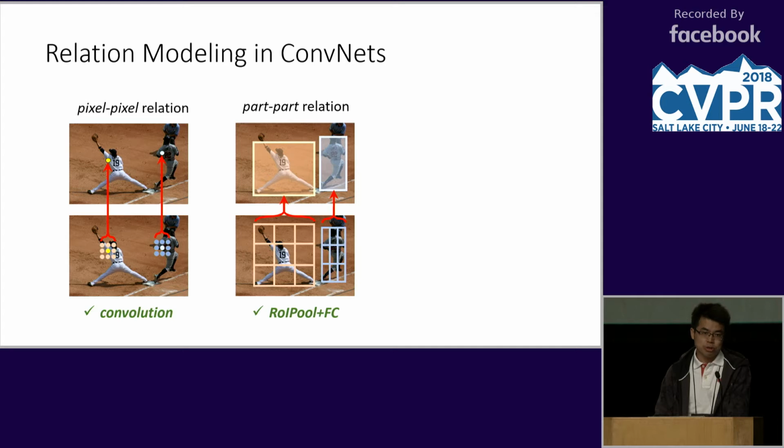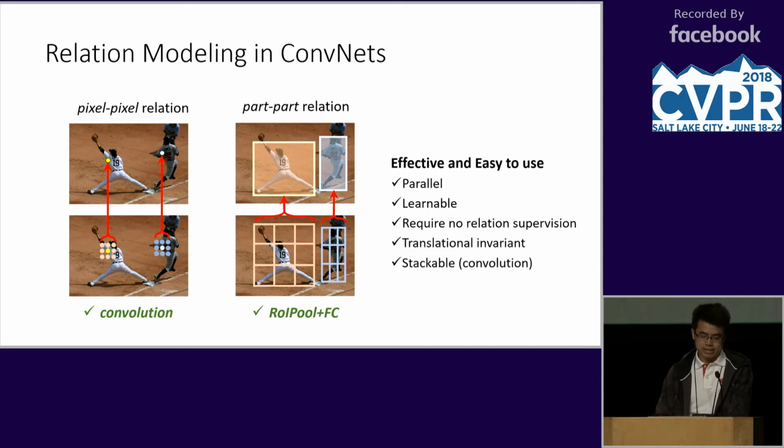Why are they so popular and even indispensable? From my understanding, one important reason is that they are effective and very easy to use. They are parallel, indicating high efficiency. They are learnable and require no relation supervision. They are translational invariant, which is an important property for many visual tasks. And the convolution layer is also stackable.